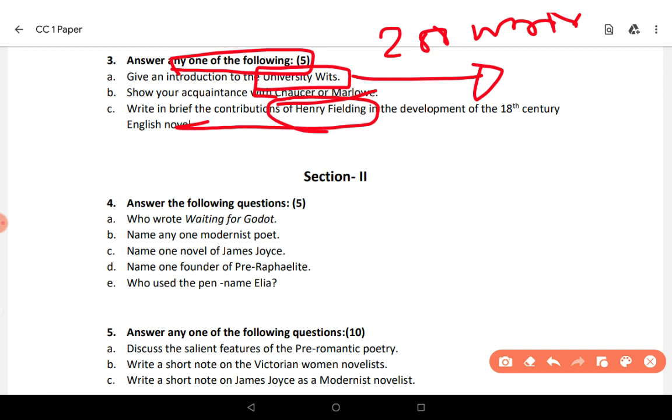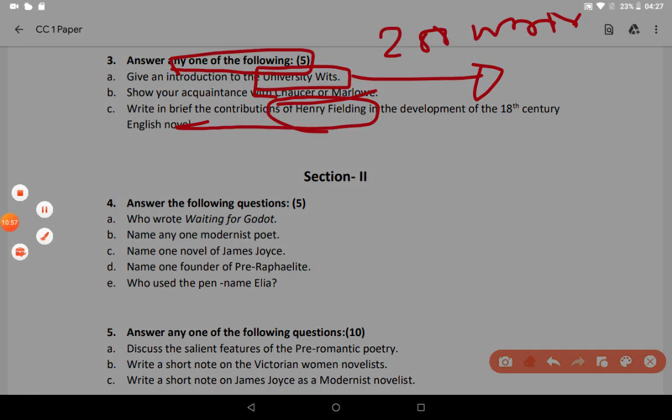Write in brief about Henry Fielding. A lot of material is available on the internet, so just 200 words: background, name, and the kind of novels or plays that they wrote. That is sufficient for this.